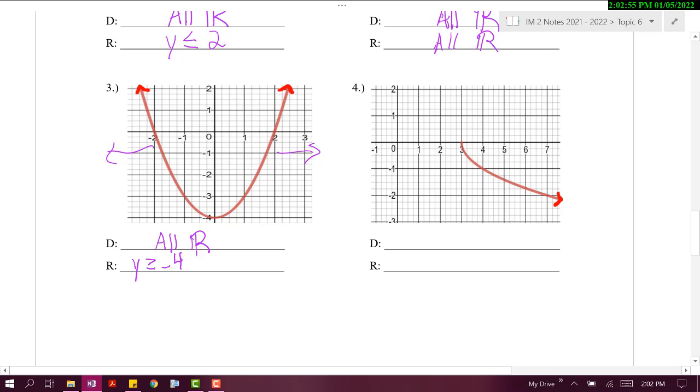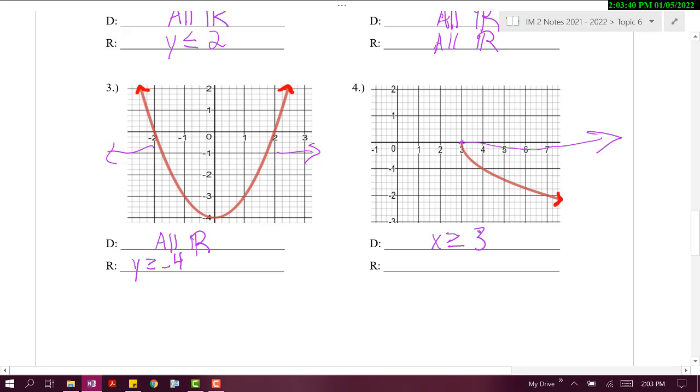All right, let's look at this one. Number 4, the domain. It's not everything. It doesn't go to the left at all. Our domain starts at 3, and it just keeps going that way. So our x is greater than or equal to 3. Because at 3, or anything greater than 3, our function's going to be there. If we went to the left, there's already nothing here. It stops right at that 3.